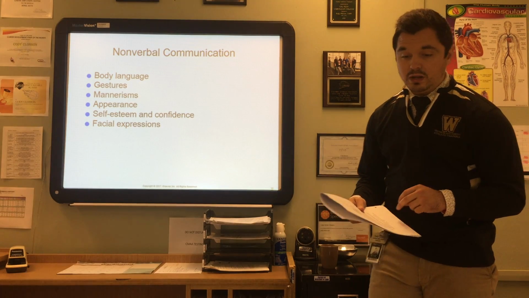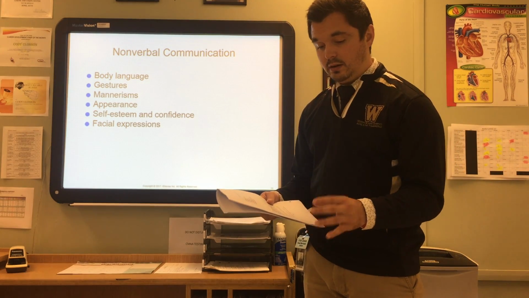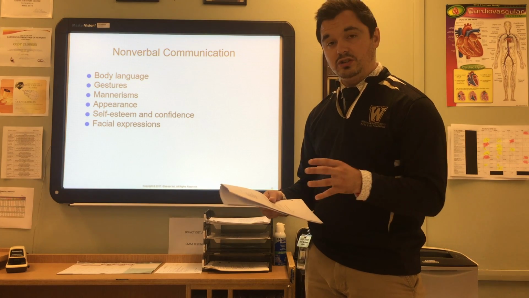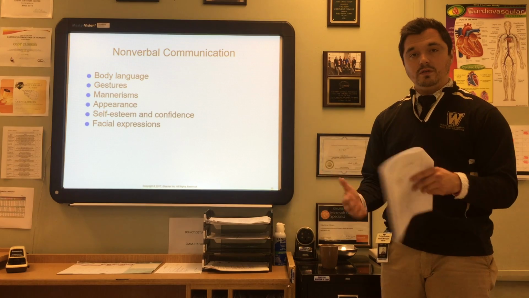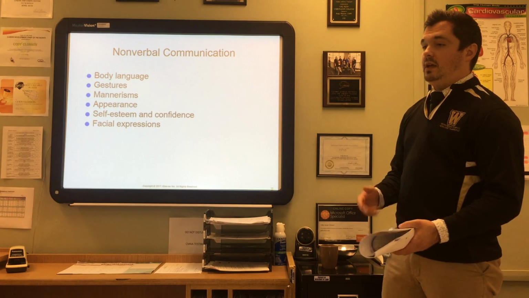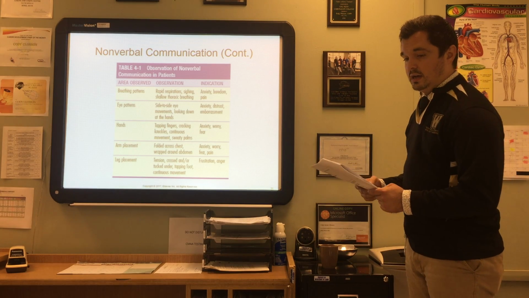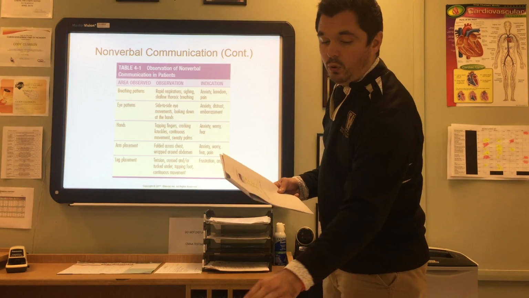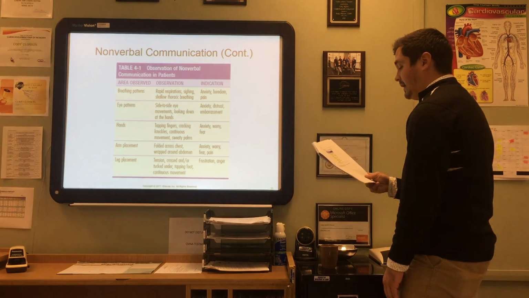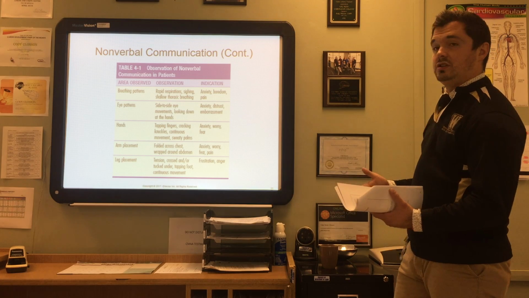So if you look on page 43 in the textbook, you're going to see a procedure box for how to respond to nonverbal communication. Just look over that, see what it is, and learn a little bit from that. And this is also in your book, on page 44 at the top there, table 4.1. You can look over that. It says observations of nonverbal communication to patients.